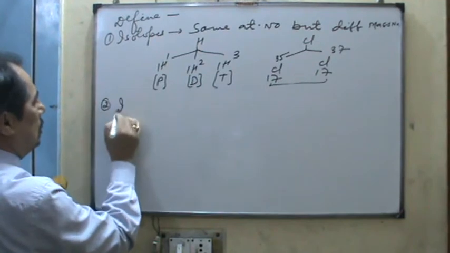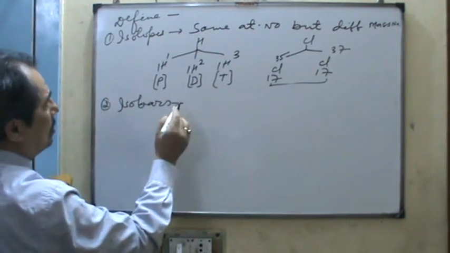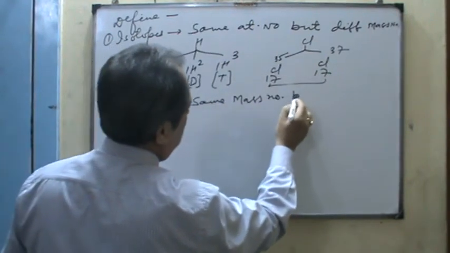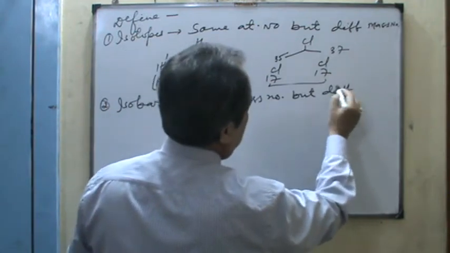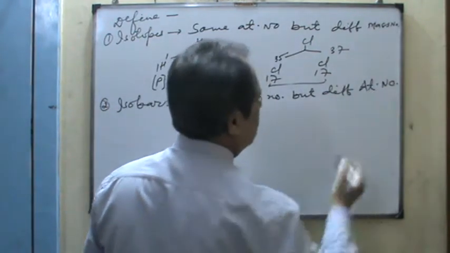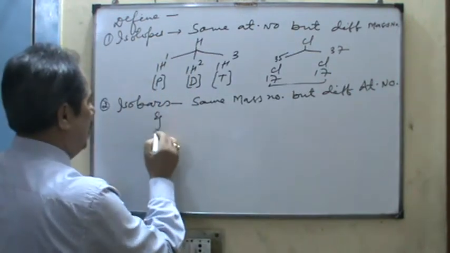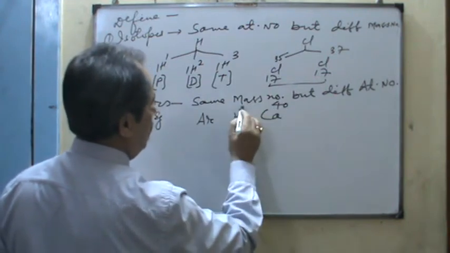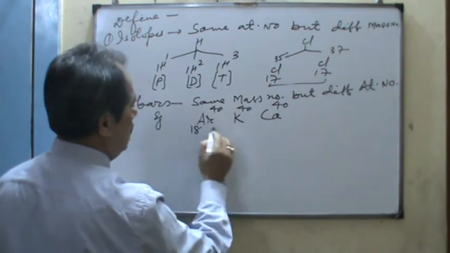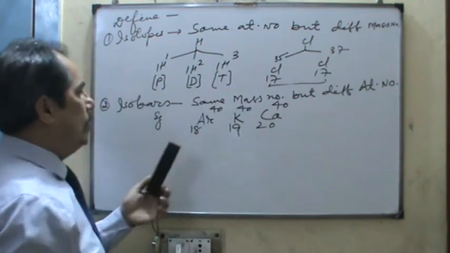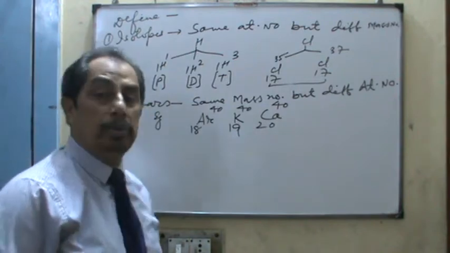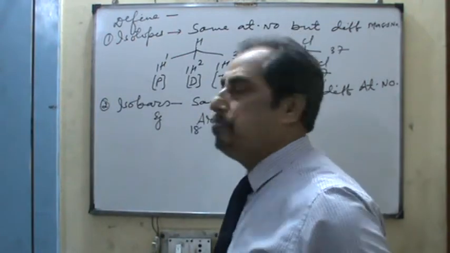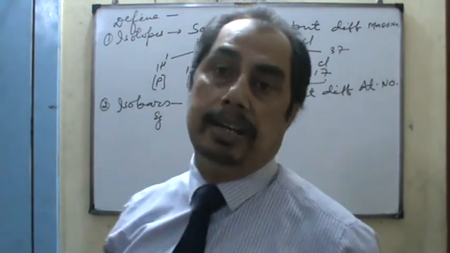Now tell me about the isobars. Same mass number but different atomic number. Right? For example, a very common example you may find in the book: argon, potassium and calcium. You can take 40, 40 and 40, with 18, 19 and 20. What is the similarity here? 40, 40 and 40. Mass number remains the same, but atomic numbers are different.